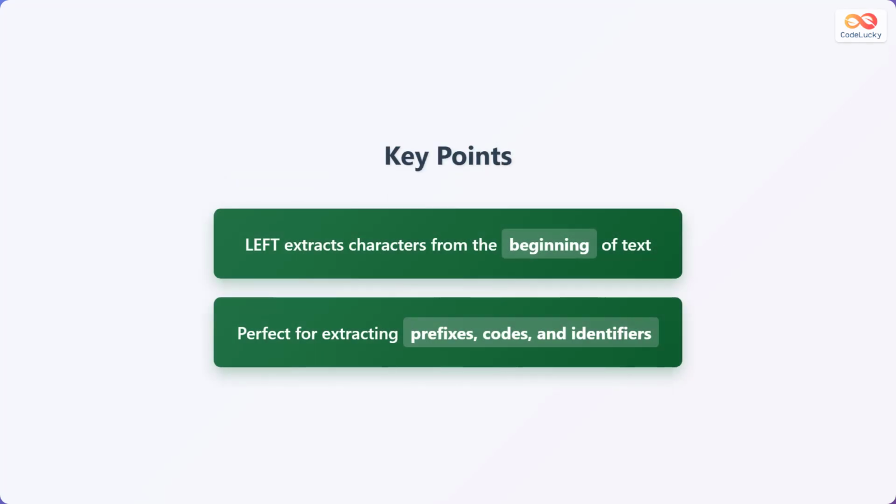Let's quickly summarize the key points. The LEFT function extracts characters from the beginning of a text string. Also, it is perfect for extracting prefixes, codes, and identifiers from text.